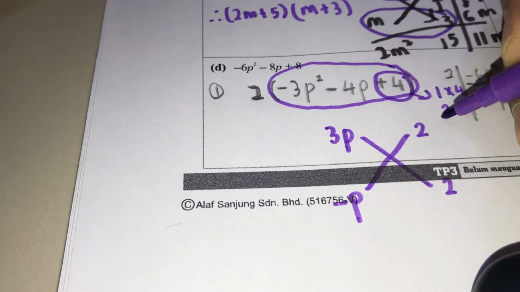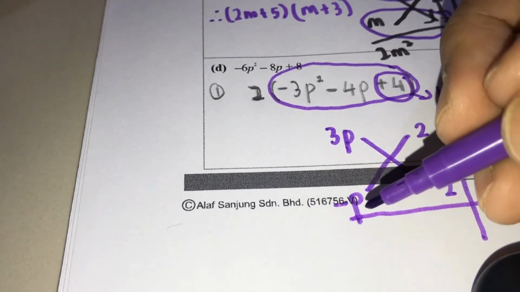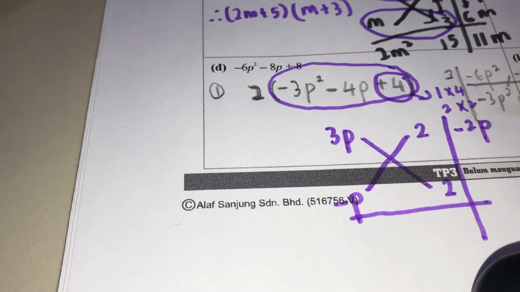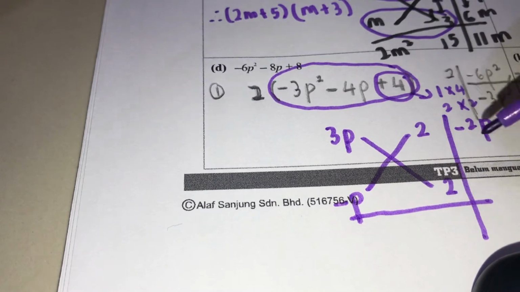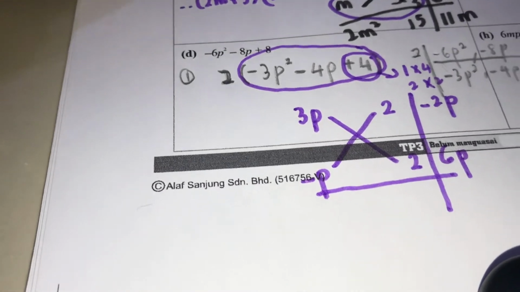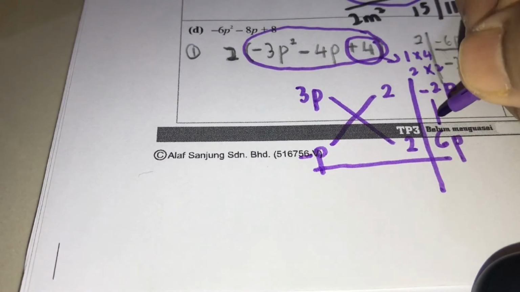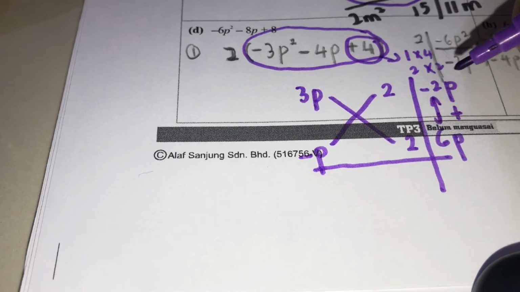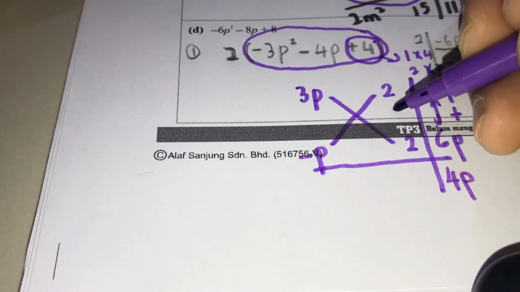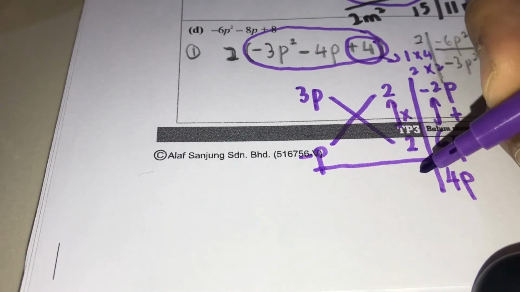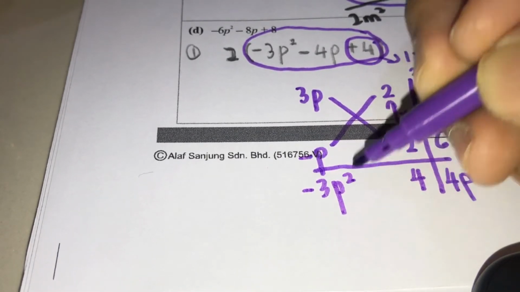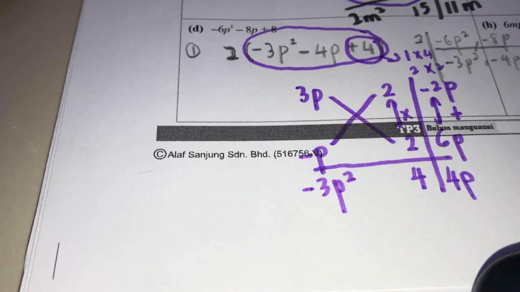Then you cross. Negative p times 2, you get negative 2p. 3p times 2, you get 6p. And then here you must plus. Negative 2p plus 6p, you get 4p. This one multiply: 2 times 2, 4. 3p times negative p, negative 3p square. Now you check your answer.